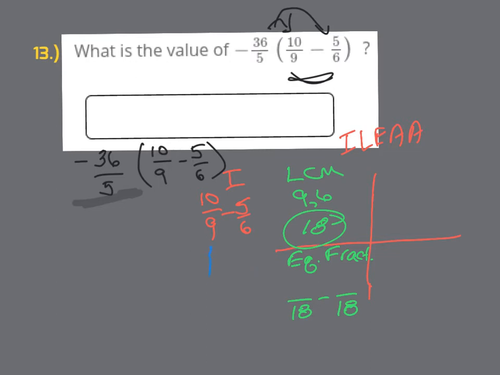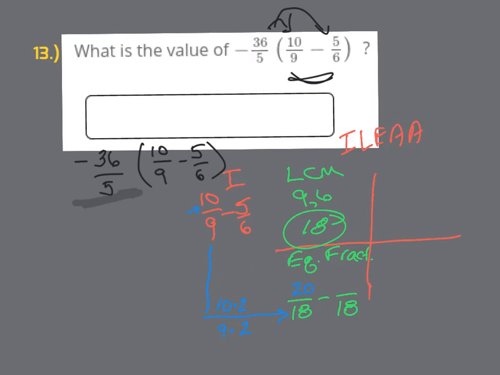I say to myself, how do I best get from 9 to 18? So in other words, 9 times what equals 18? Well, hopefully you know that that's 2. 9 times 2 is 18. So I did that to the bottom. I need to do it to the top. There's my 10. I'm going to have 10 times 2 equals 20. So that's what I've got on top of that one there.